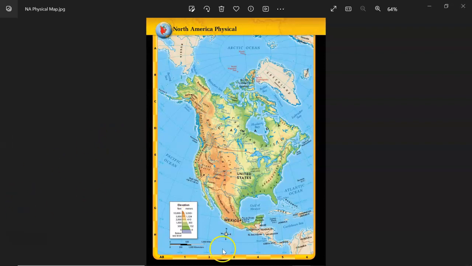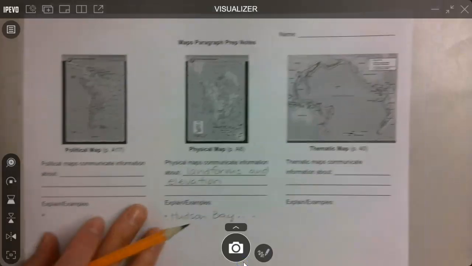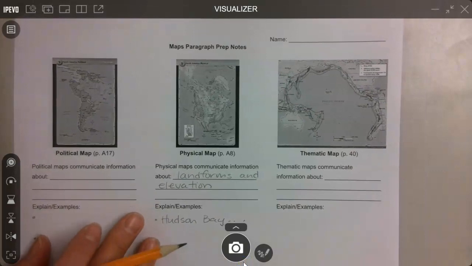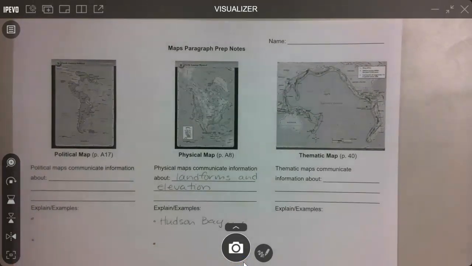Okay, so last step now is we're going to talk about thematic maps. We haven't talked about thematic maps for a while, so I'm going to take you back to a place in our notebook. Thematic maps communicate information about what? Maybe you remember, maybe you don't, but give it some thought.